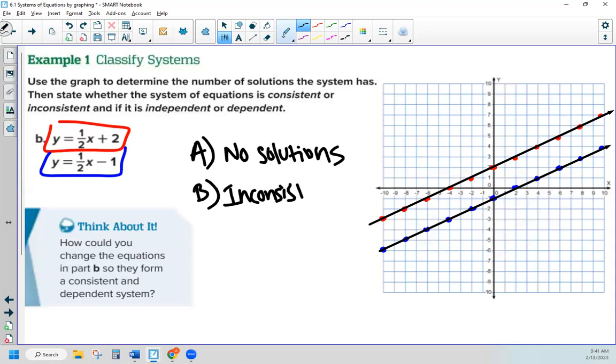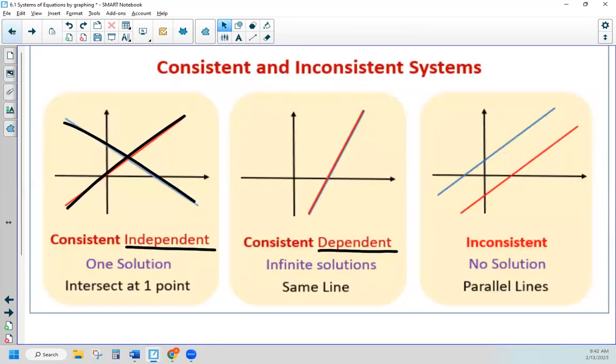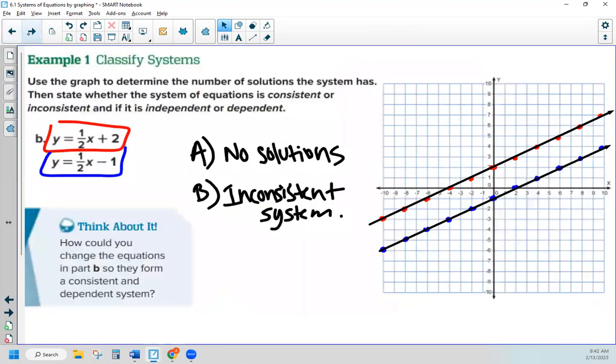Inconsistent system. Okay? Right now, we don't need to say if it's independent or dependent because these are, check it out, parallel lines. So inconsistent means that's it. It's obvious that they are independent of each other. Okay. It goes with that.